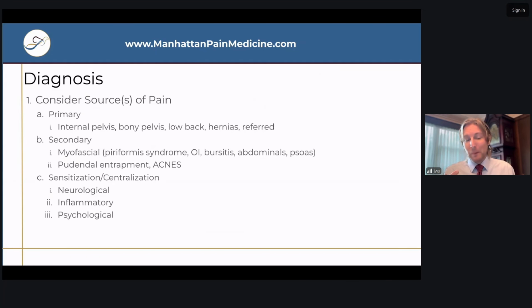And then finally, this is what gets most patients with pain dismissed. It's the psychological sensitization. I'm sure you've all seen patients who have been to the ER 100 times for pain, and they're always dismissed.